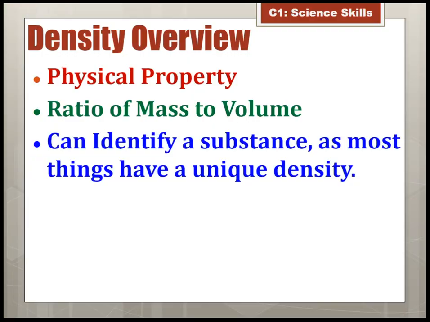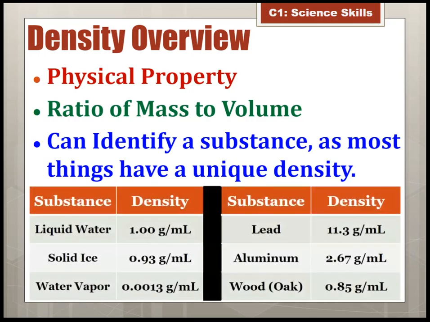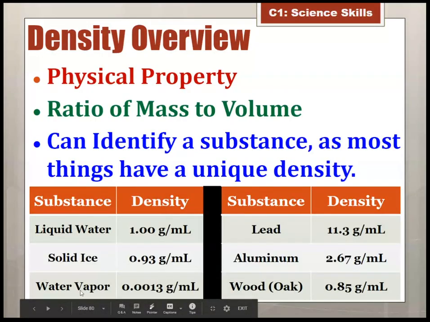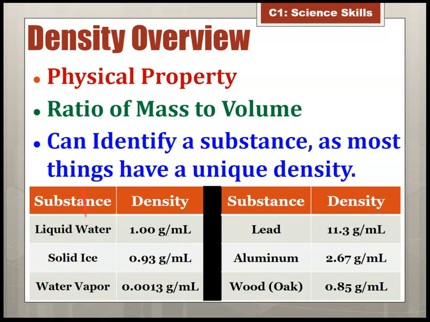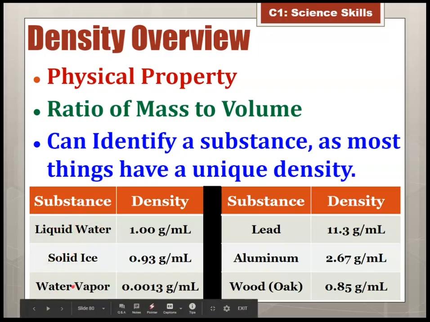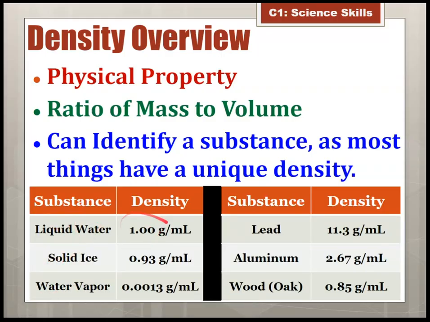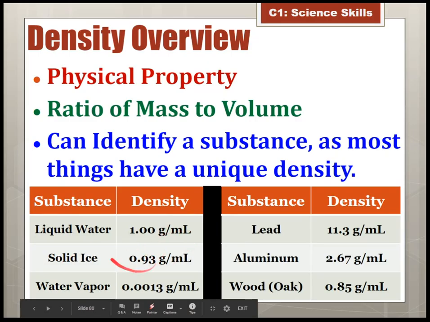Now, we can use this to tell what something is, which is the essence of the lab activity that you are going to be doing. We can figure out what something is based on its density. Here are some samples. To the left, let me turn my pointer on, we've got our water. We've got liquid water, solid ice, and water vapor. And as you can see, the densities are 1, 0.93, and really, really low, 0.0013.